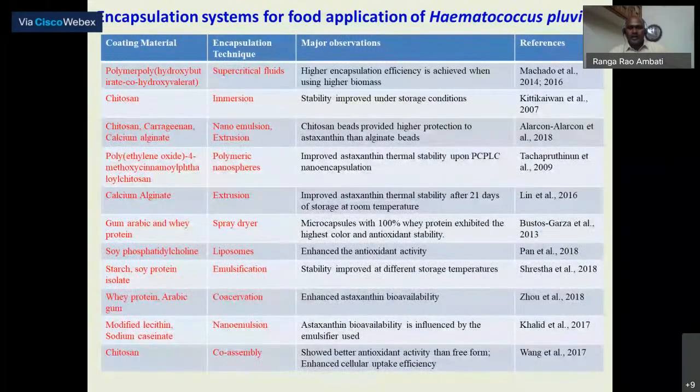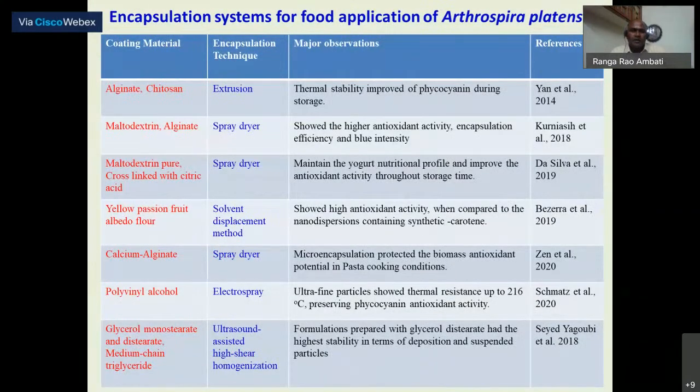Okay, next slide, please. Okay, this is the Haematococcus. Coming to Spirulina, Orthospira species. Can you please go to the next slide? Okay, this one you can see is the Orthospira species. This is Spirulina. So people worked on it similarly, as we have seen with the Haematococcus.